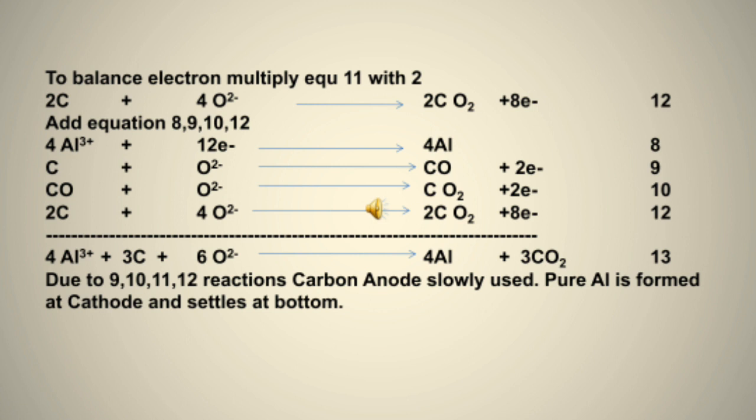Now because of equations 9, 10, 11, 12, refer to those equations. Here we are using only carbon, so the carbon anode is slowly used up by the electrolysis process. So we have to replace this carbon anode after it is used up fully. Next, we are getting pure aluminum, which settles at the cathode. What is the cathode here? The iron tank acts as the cathode. So at the bottom of the iron tank, we get pure aluminum.